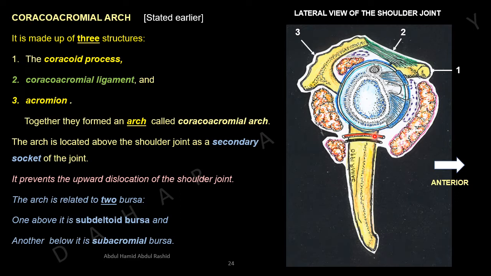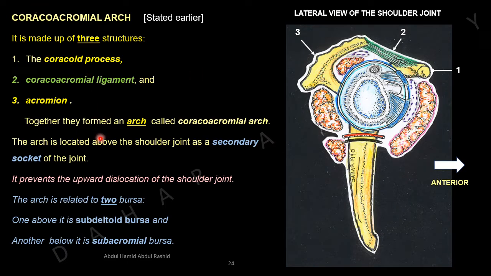Let's see the diagram. This is the lateral view of the shoulder joint. This is anterior, this is posterior. Number 1 is the coracoid process. Number 2 is the coracoacromial ligament. Number 3 is the acromial process. The coracoacromial arch is made up of these 3 structures: coracoid process, coracoacromial ligament, and acromial process. Together they form an arch called the coracoacromial arch.